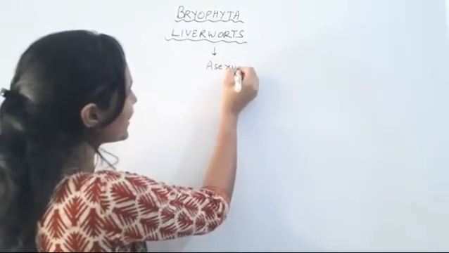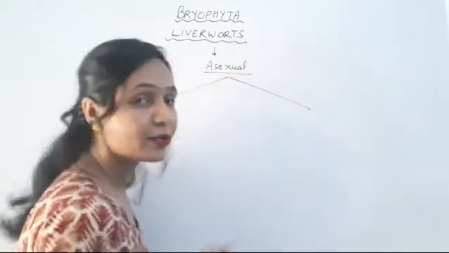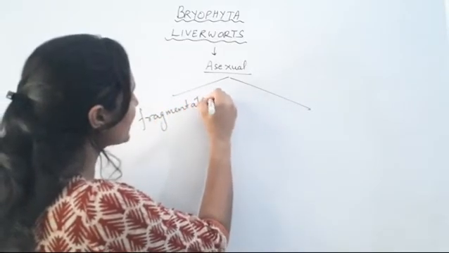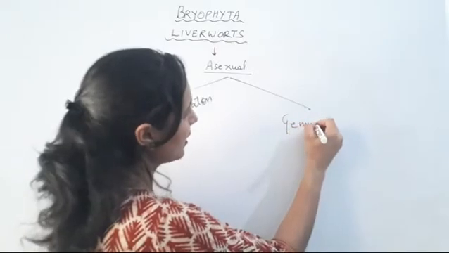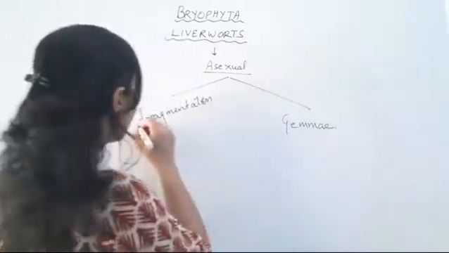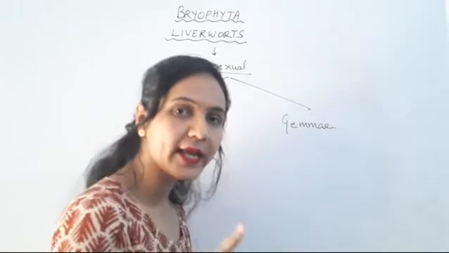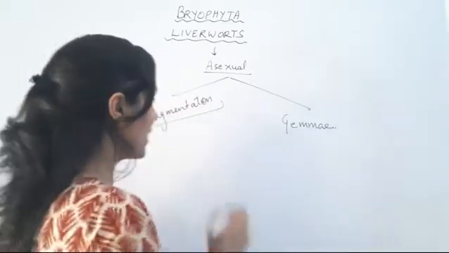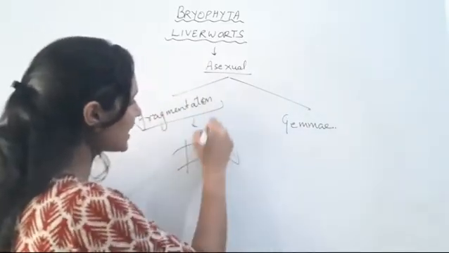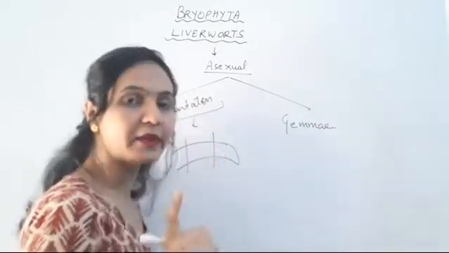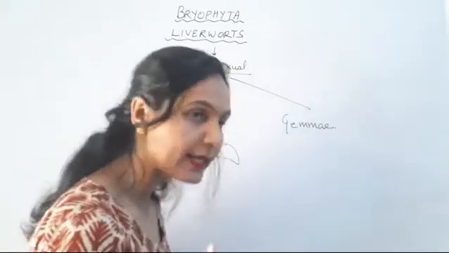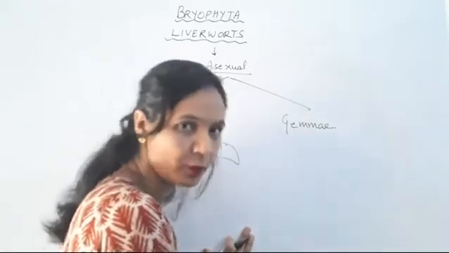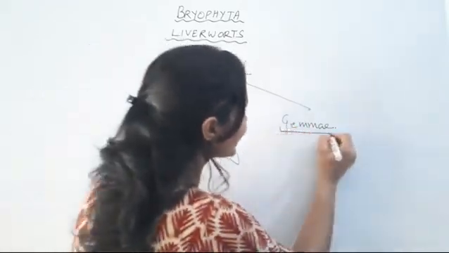In asexual reproduction, it will reproduce by fragmentation, and the second one is through gemmae. Fragmentation, you know very well, is when organisms split into various fragments and each fragment behaves as a new individual. So here the thallus breaks down into fragments and each fragment behaves as a new individual. Clear that? So fragmentation is the asexual reproduction through which liverworts multiply. Okay, next is the gemmae.